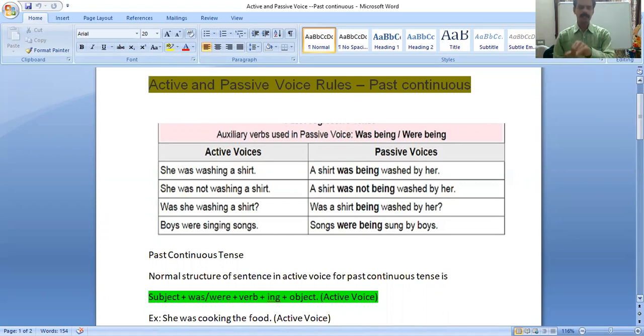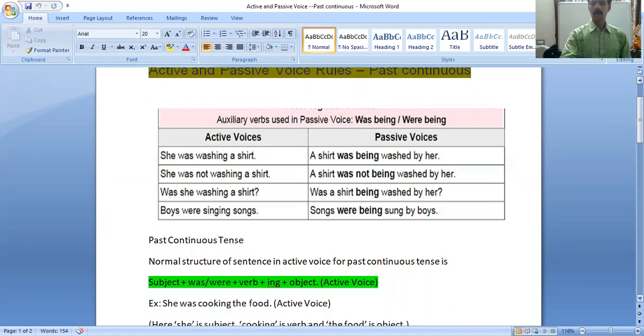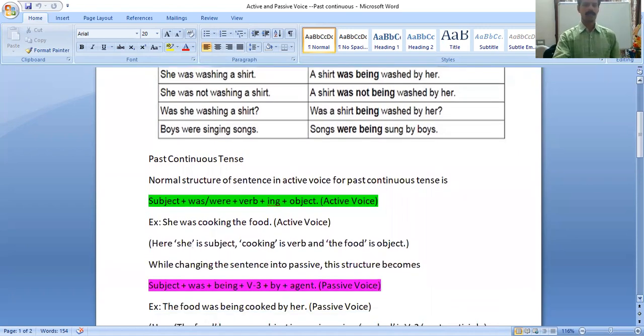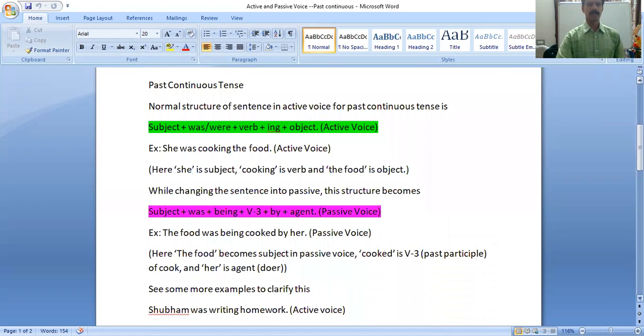Boys were singing songs. Another example is given: songs were being sung by boys. The remaining rules and everything are highlighted here. You can find the normal structure given in this green shade. That is was, were plus ing plus object.